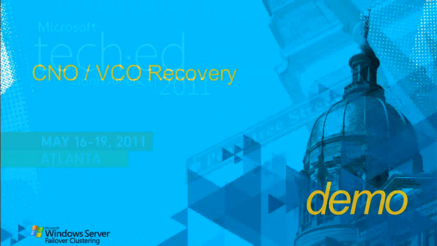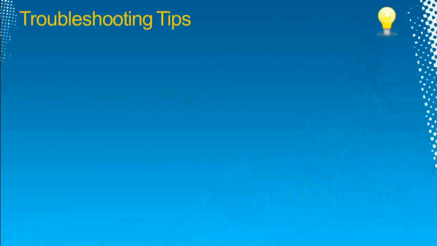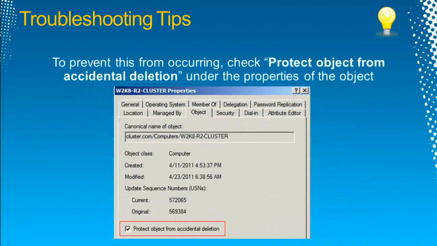So we switch back over here. Some of the troubleshooting tips on it. First thing, if they're accidentally deleting it, go check the box under the properties of that object in AD to prevent them from accidentally deleting it. Number one thing. Whenever cluster creates objects in AD, we don't check that box as the default, so you may want to go and check and do it.